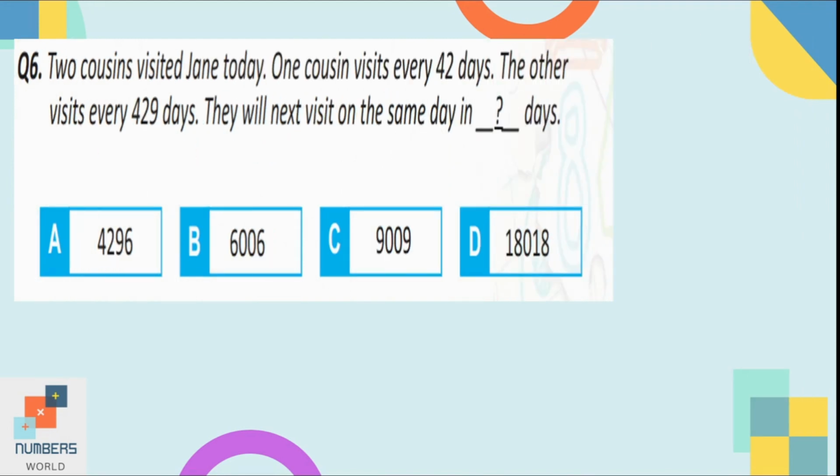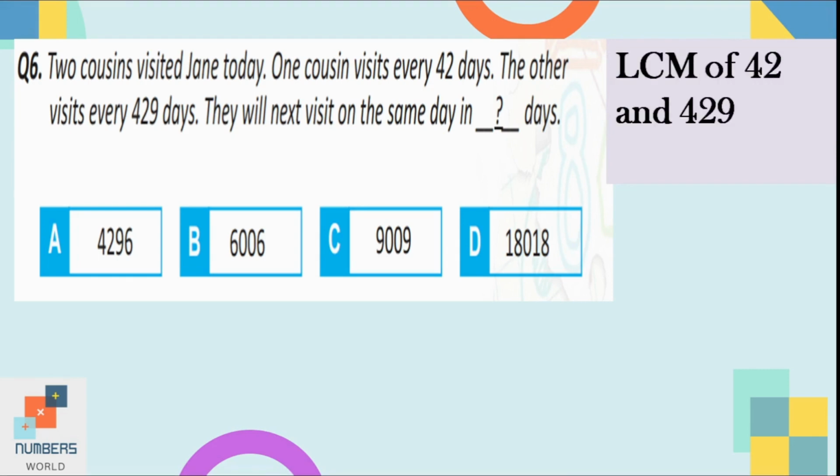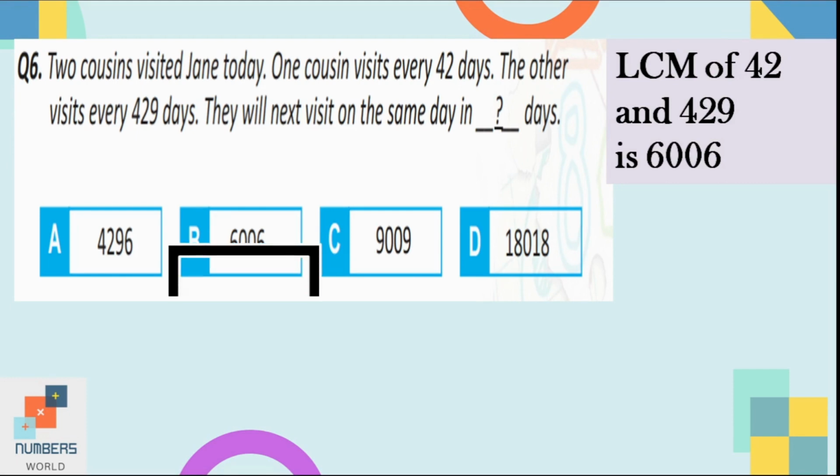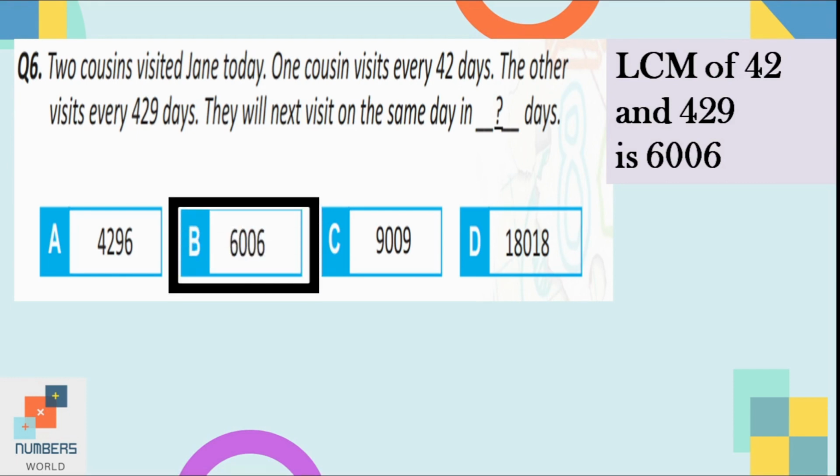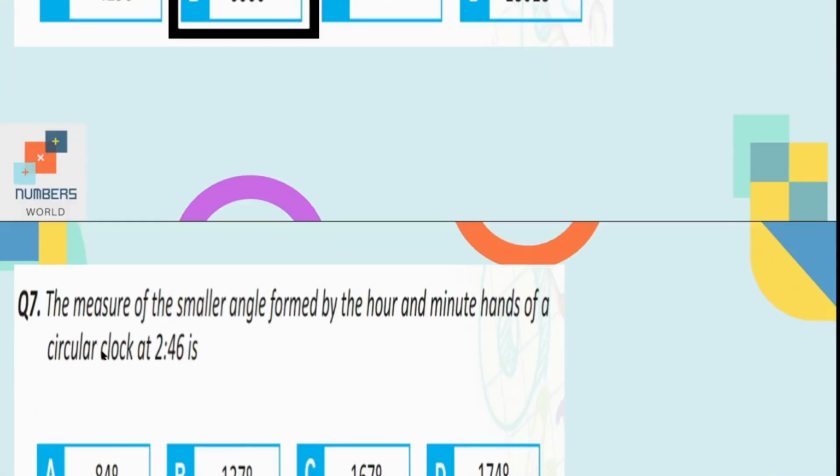Question number 6. Two cousins visited Jane today. One cousin visits every 42 days. The other visits every 429 days. They will next visit on the same day in dash days. So we will take the LCM of 42 and 429 to find out the day of their next visit. So that is 6006. So option B is the correct option. Both cousins will visit together on the same day after 6006 days.